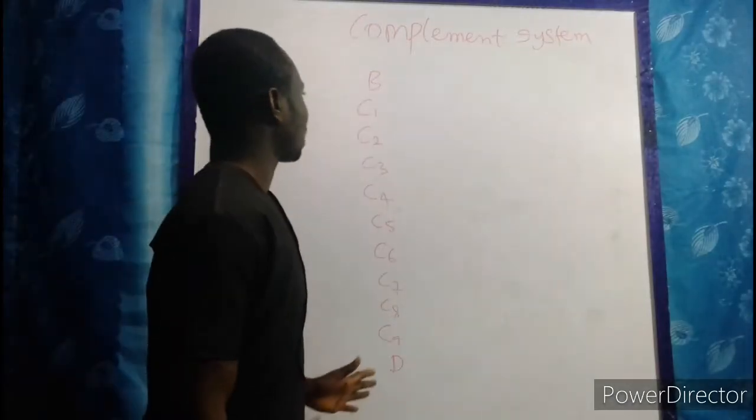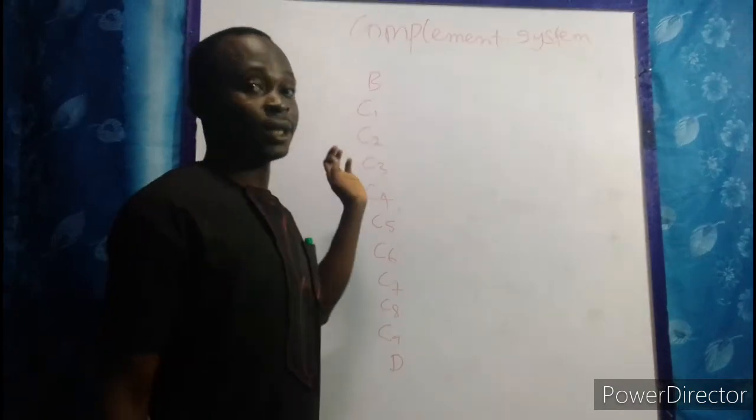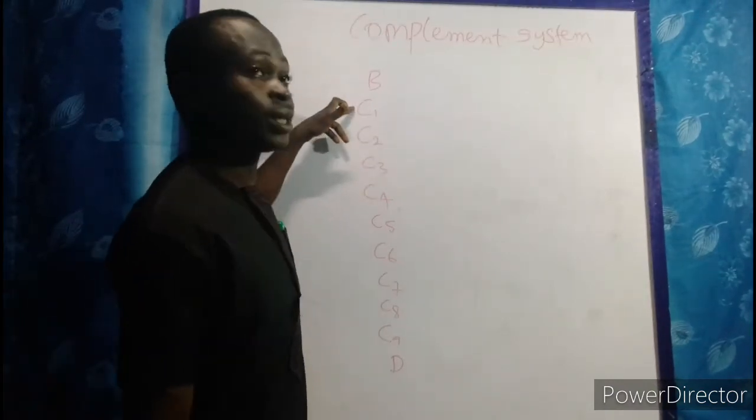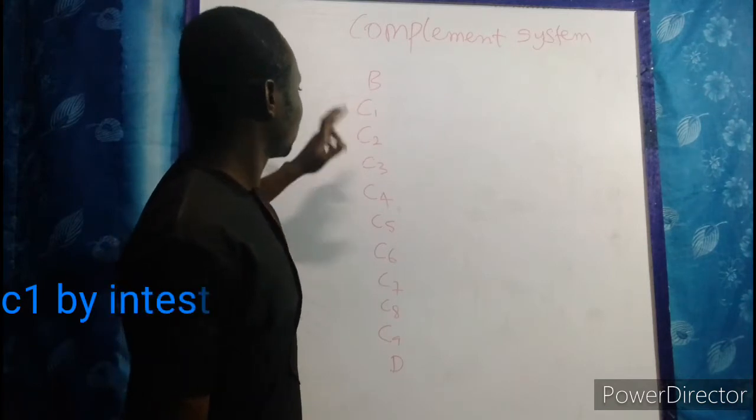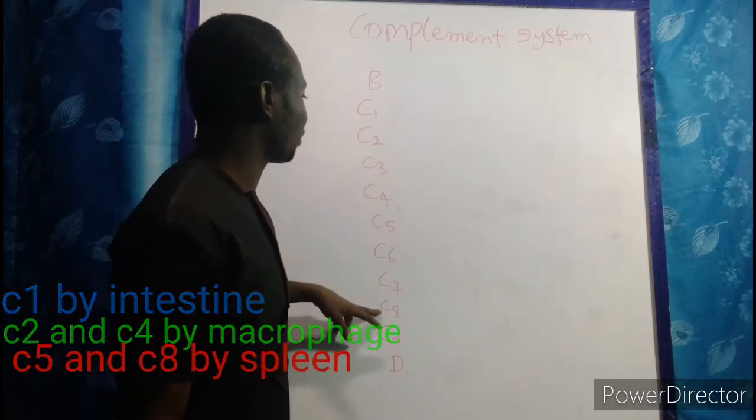These complement factors are synthesized principally by the liver, but some others are synthesized in other organs. For example, C1 is synthesized in the intestine, C2 and C4 by the macrophage, and C5 and C8 by the spleen.